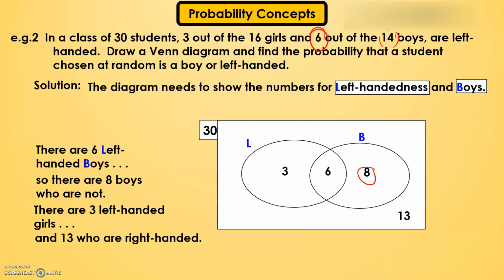Big thing to keep in your mind is that a lot of people make the mistake of making the two groups left-handed and right-handed and not really thinking about it. Remember the event right-handed is actually the complement of left.